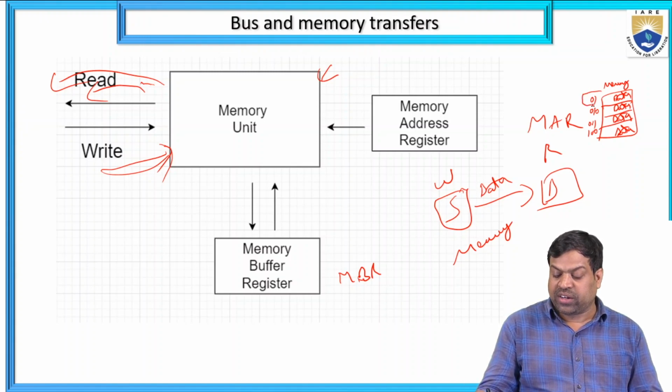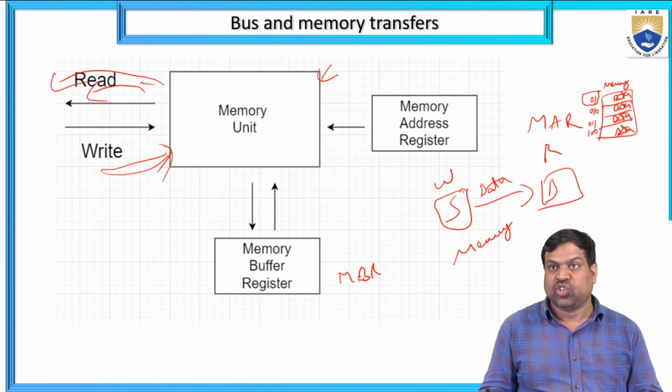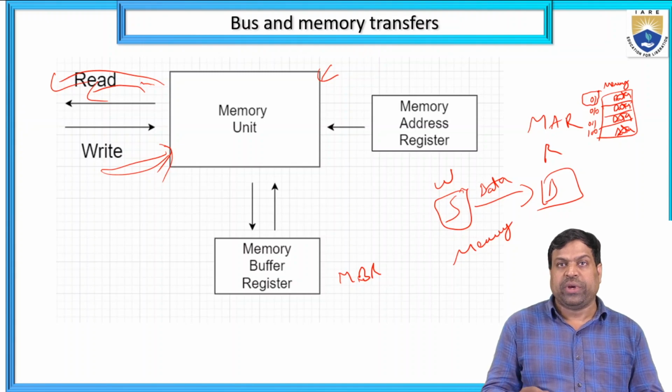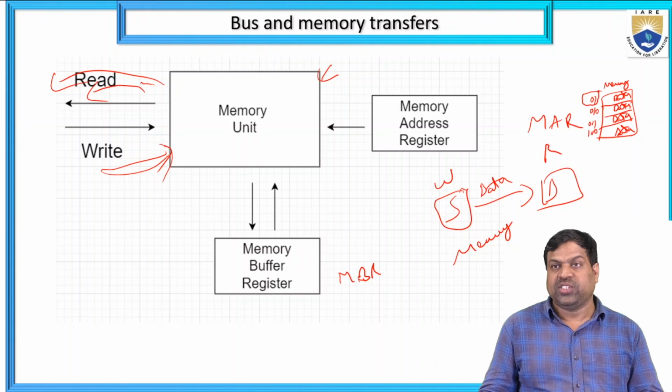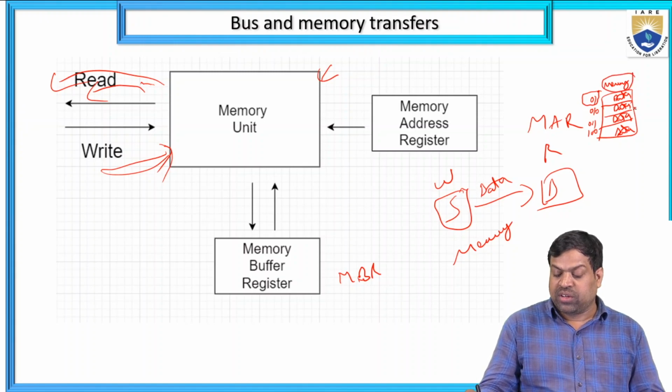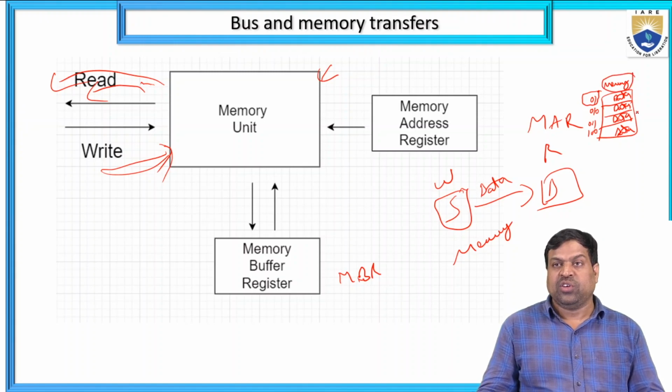Means in the particular address, what is the data that I need to copy or transfer? So that is called the memory address register. In the memory, there are so many addresses. You have to choose one particular address to copy the particular data. So that is a memory address register.